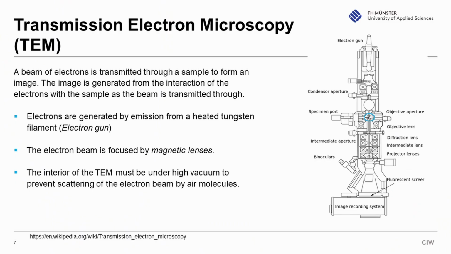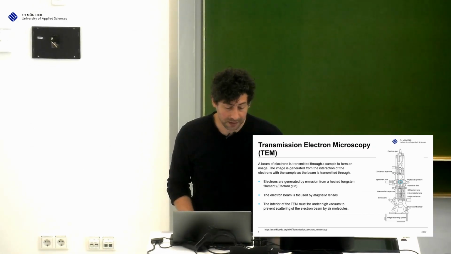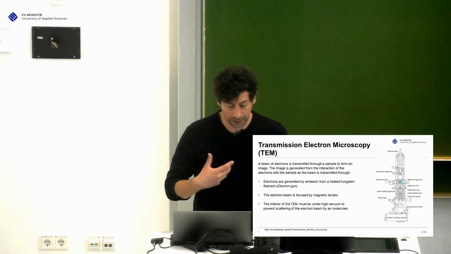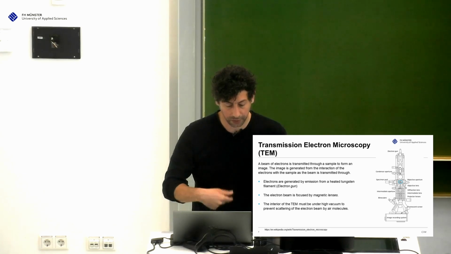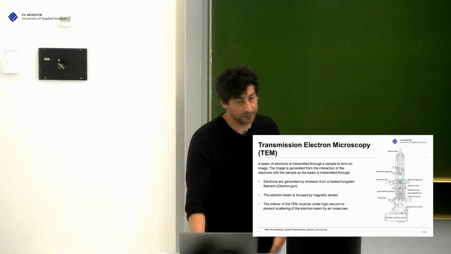So if we take a look now at TEM, which you mentioned, I don't know if anybody of you has classes with Mertins, from material science. Okay, because he's really an expert in TEM and is doing a lot of nice research, and we also have a TEM here, so he's using it. And the TEM is what you see here. Basically, a beam of electrons is transmitted through a sample to form an image. The image is generated from the interaction of the electrons with the sample as the beam is transmitted through.